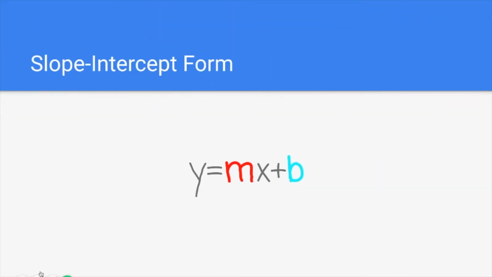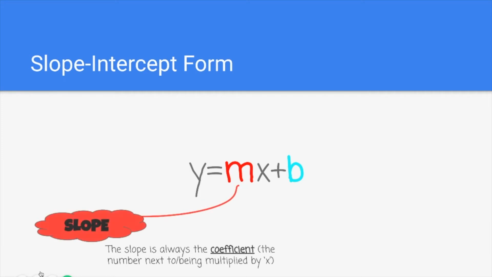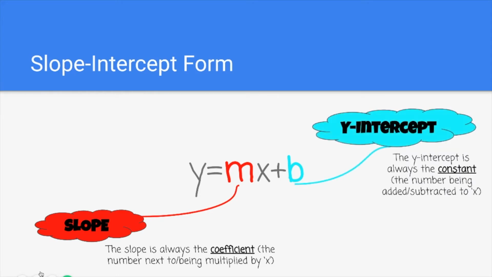Practice writing equations in slope-intercept form. So slope-intercept form is exactly what it sounds like. You've got an equation that gives you the slope, which is our coefficient, the number being multiplied by x, and your intercept, your y-intercept, which is always the constant, the number being added or subtracted to x.